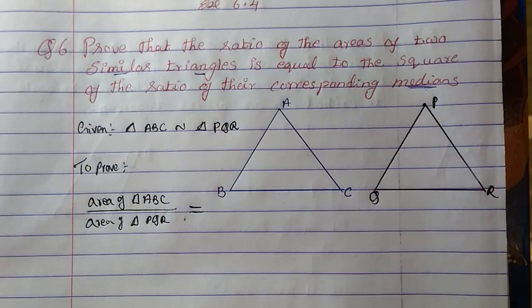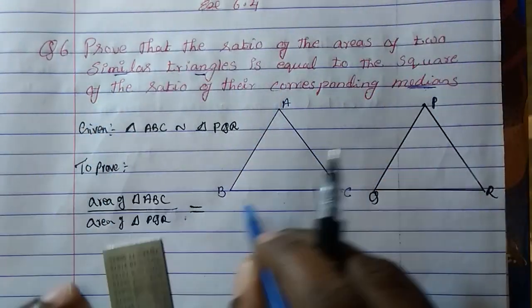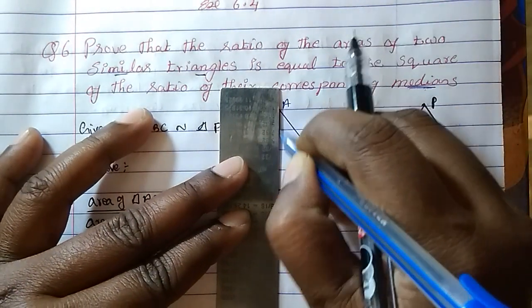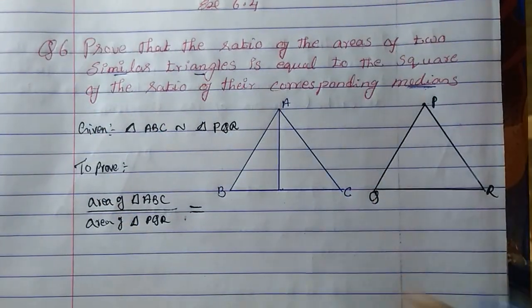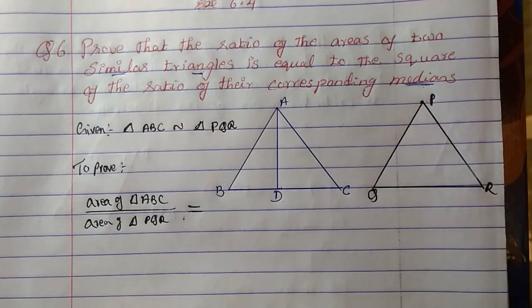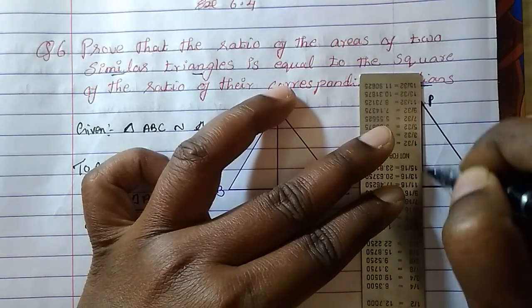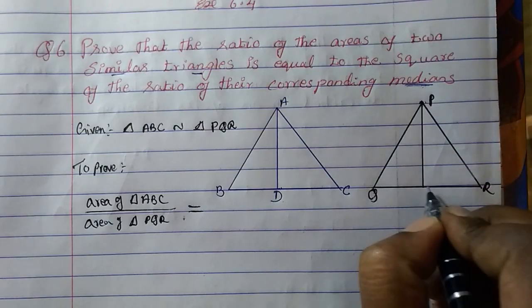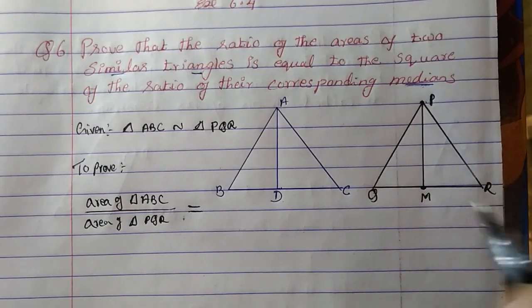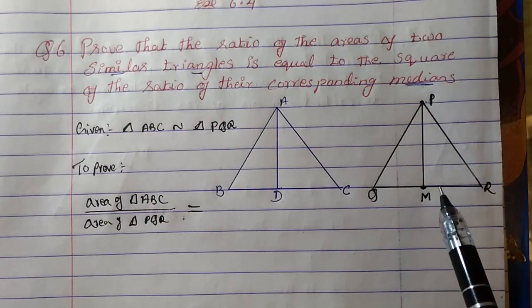So that means we have to draw a median. So let's draw a median. Median means a midpoint here, and it will divide BC equally in half. So we name this D, and here also let's draw a median. Median meaning, you know, right? So this is the midpoint, M, let us write down. So PM. Now here AD and PM are the medians.